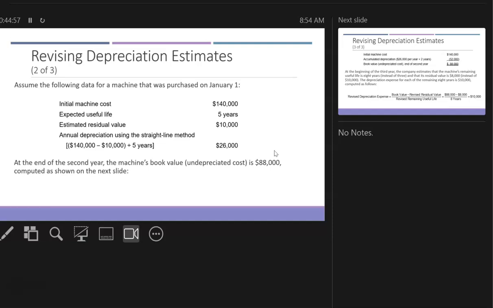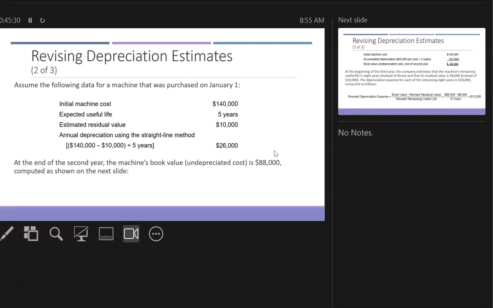So assume that a machine was purchased on January 1st. The machine cost $140,000. We figure its residual value is $10,000, and it's going to last for 5 years. So the $140,000 minus the residual gives us $130,000, the $140 minus the $10. That $130 divided by 5 years is $26,000 a year.